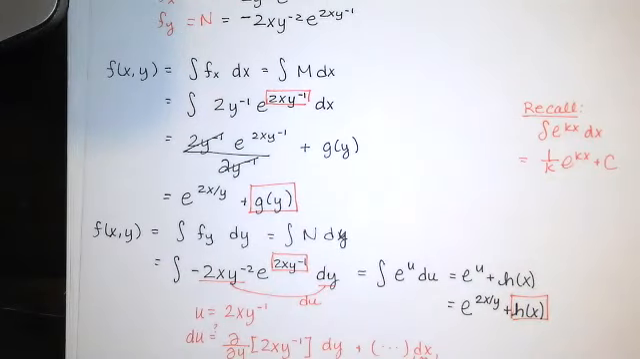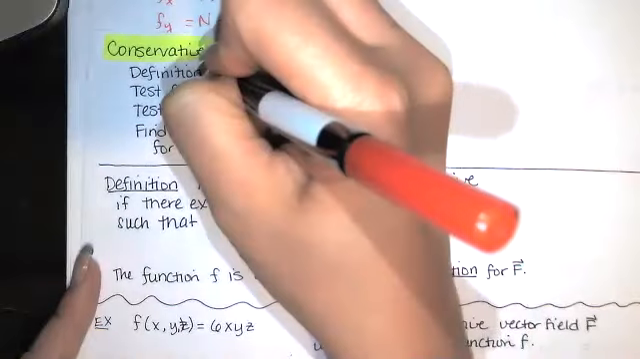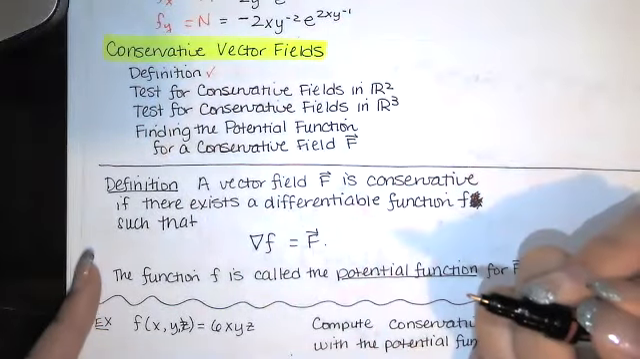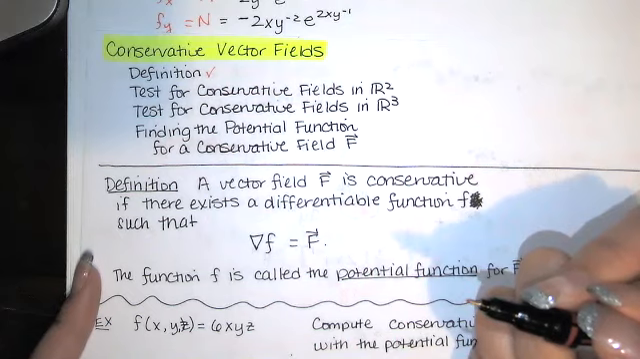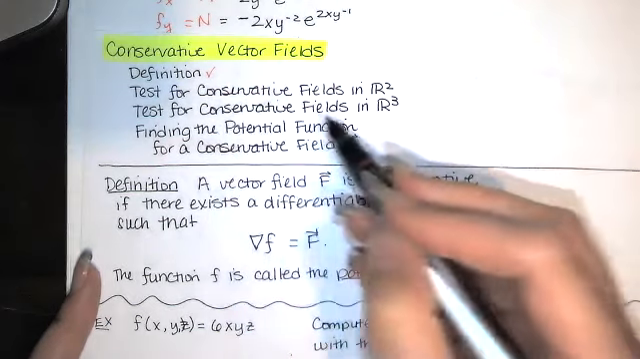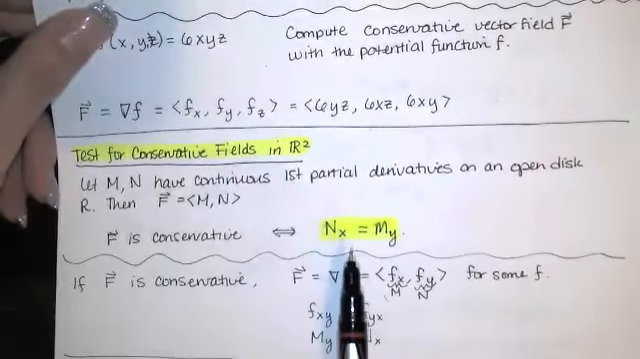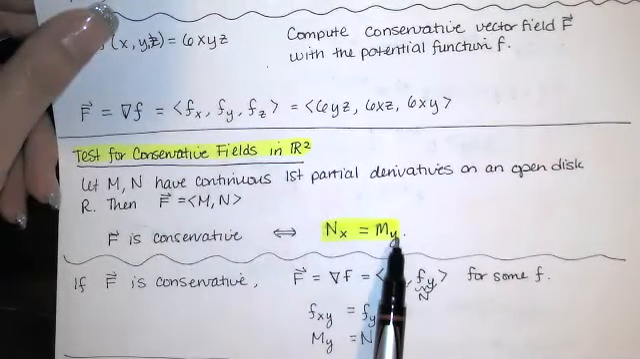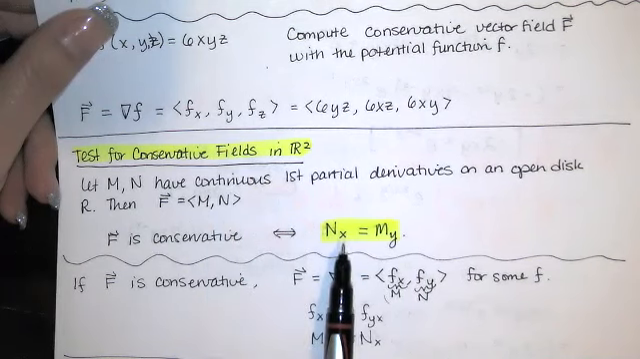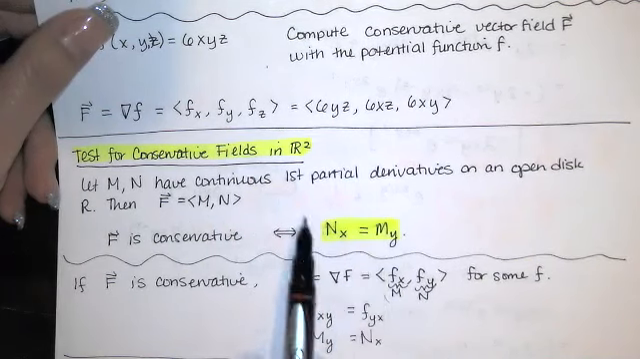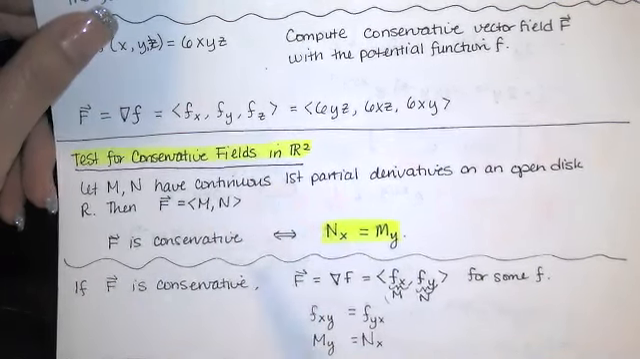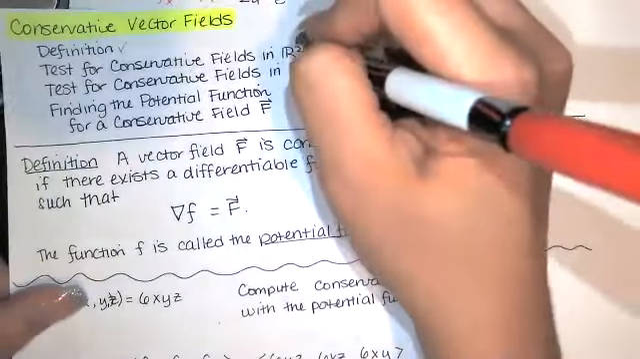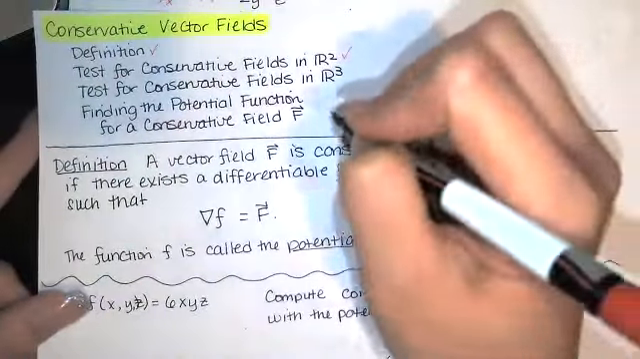Okay. So we've got a definition of conservative fields. Conservative fields are just fields that are given by gradients of a scalar function f. The test for conservative fields in 2D is this test. If the partial of the x component with respect to y equals the partial of the y component with respect to x, the field's conservative. If not, it's not. And then I just showed you how to find the potential function for a conservative field.